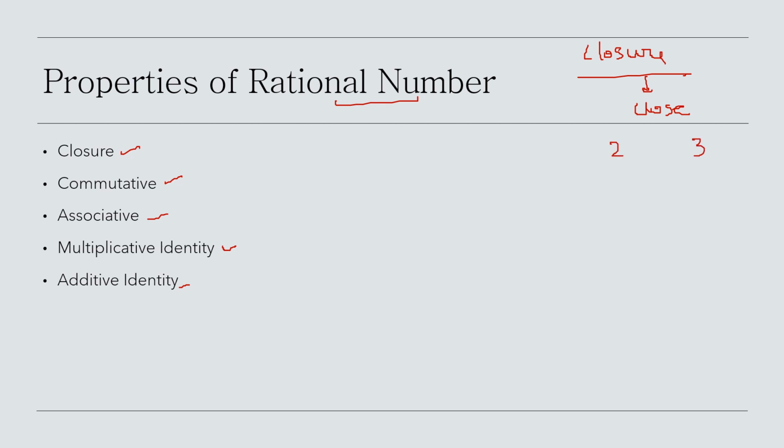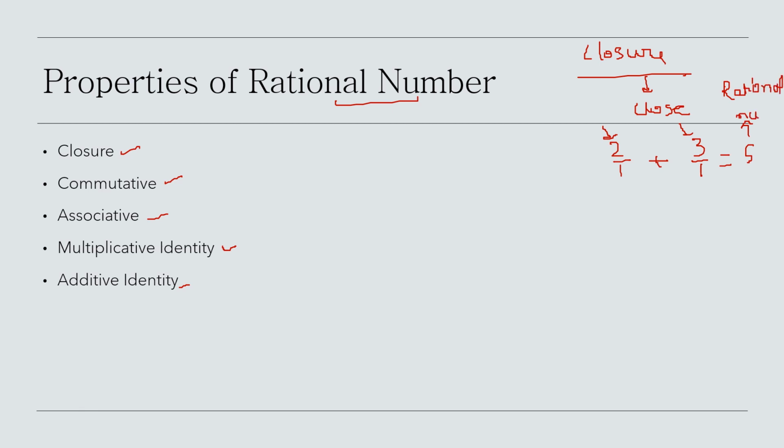Can I say 2 and 3 are two rational numbers? Yes, because I can write 2 in the form of p by q, 2 by 1, then 3 as 3 by 1. Now add them. What will you get? 5. So have you seen that you have taken two rational numbers and you get a rational number only?